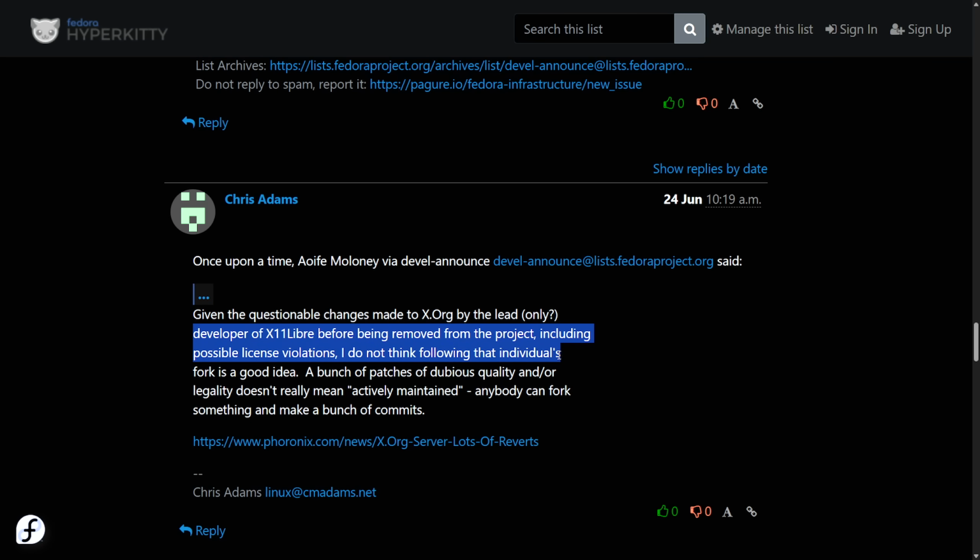I do not think following that individual's fork is a good idea. A bunch of patches of dubious quality and/or legality doesn't really mean actively maintained. Anybody can fork something and make a bunch of commits. Strong start here by Chris.